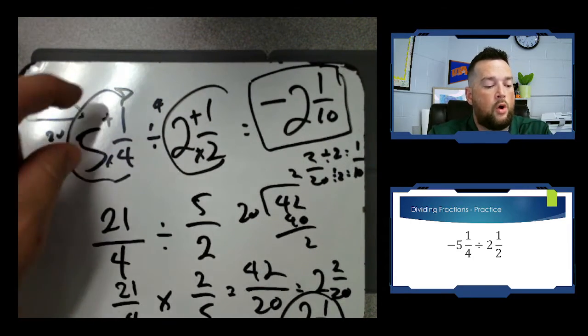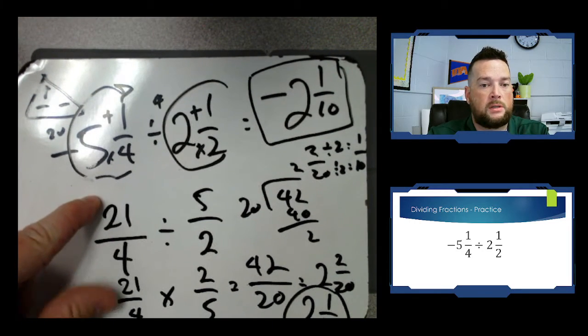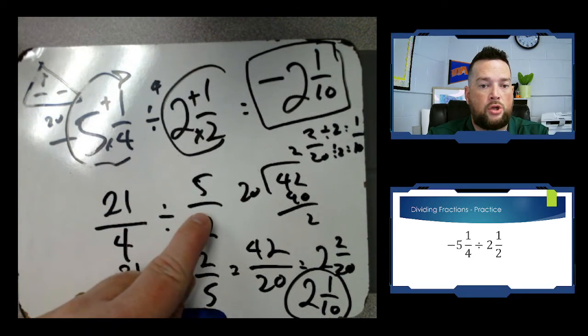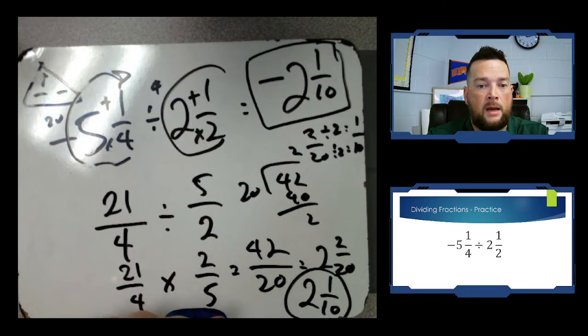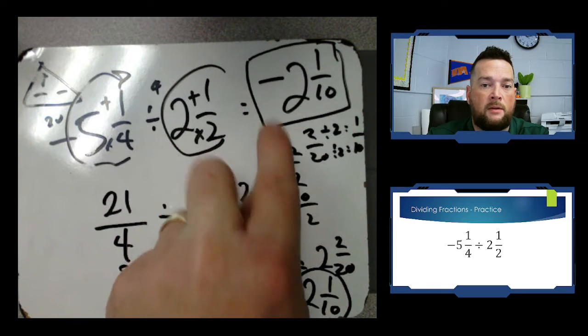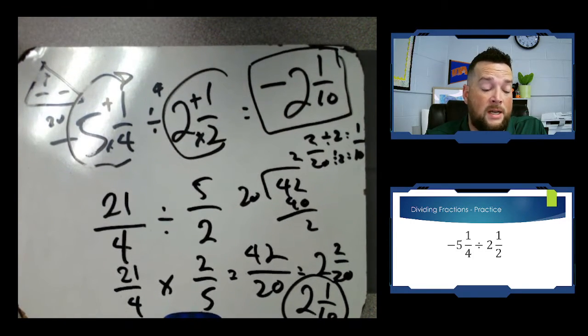Okay, so we took our mixed numbers and turned them into improper fractions, for both of the numbers. Then we applied keep, change, flip, and then we came up with our answer. And at the very beginning, we did a negative times a positive is a negative, so we didn't forget that. So the final answer would be -2 and 1/10.